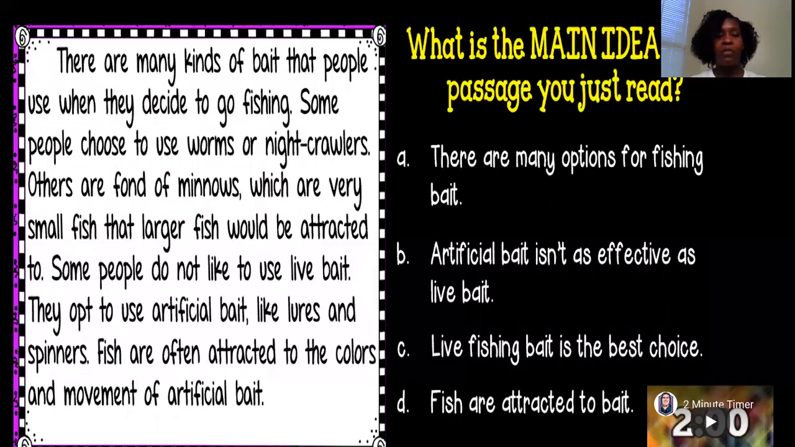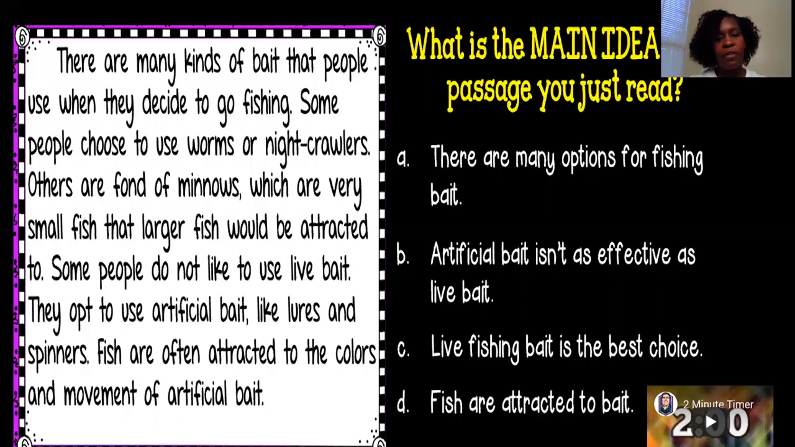Now let's ask ourselves, A, was it all about there are many options for fishing bait? Now, it did talk about how some people use artificial bait, some people use different kinds of bait. So this one talks about how there are many options. So let's question A, but let's check the rest to be sure.